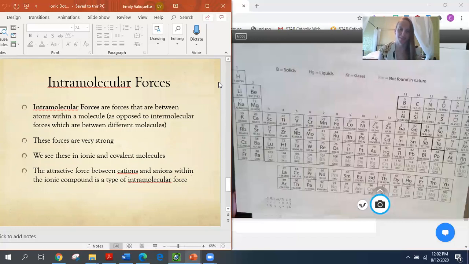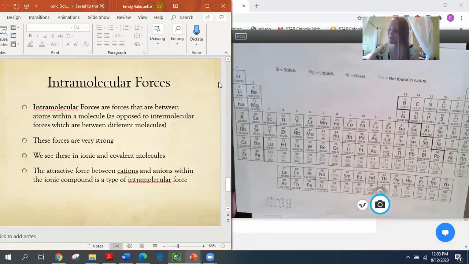Okay, intramolecular forces are a type of force between atoms within a molecule. This is different from intermolecular forces, which are between different molecules. Intramolecular forces are very, very strong. They include both ionic and covalent bonds. Both of those types of bonds are intramolecular because they are inside molecules. So in an ionic compound, the intramolecular force is an ionic bond, and it is just that force of attraction between the cation and the anion.